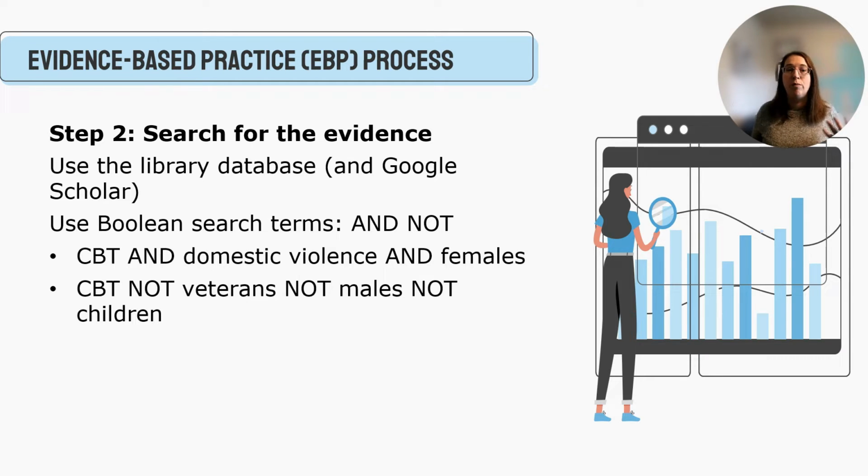Also, when you type in CBT, you're going to get a lot of research about other groups like veterans or males or children. And in this example, we're really just looking at domestic violence and females. So what you might do is you could say CBT NOT veterans, which tells your search engine that if you're looking for articles for CBT, they don't want one that looks at CBT and veterans or males or children. So you can use AND NOT, which is a really nice way to start to narrow it down. So don't feel overwhelmed when you start doing your research.